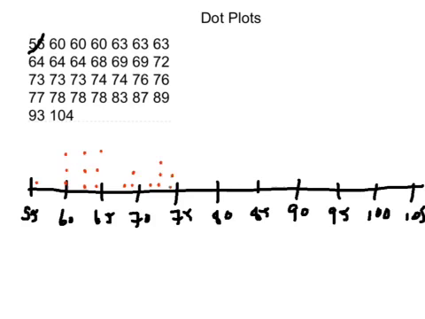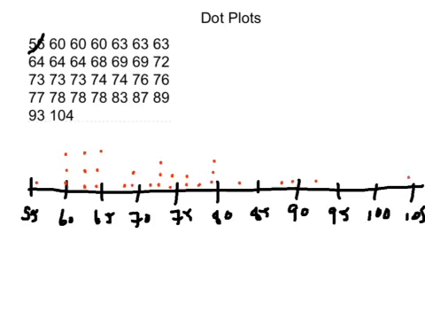74, we get 2 of those. 76, we get 2 of those. I'm sorry, 77, and then 78 we get 3. 83 we get 1. 87 we get 1. 89 we get 1. 93 we get 1, and 104 we get 1.